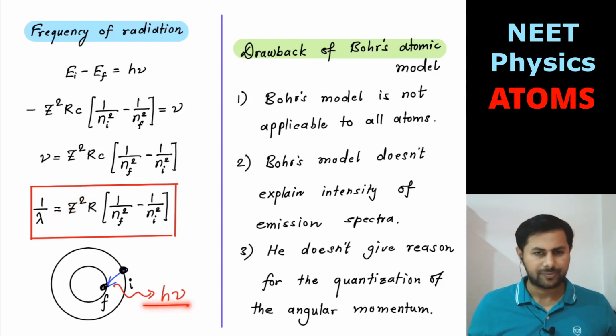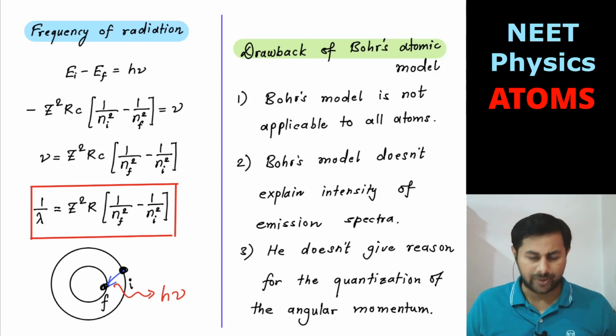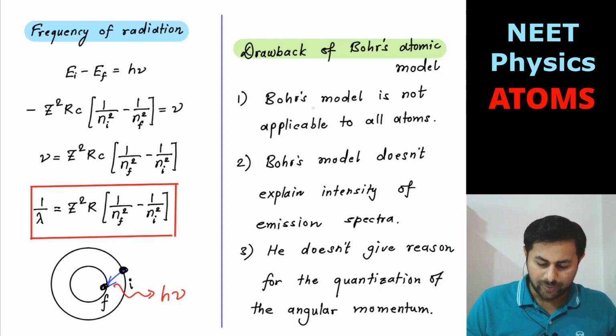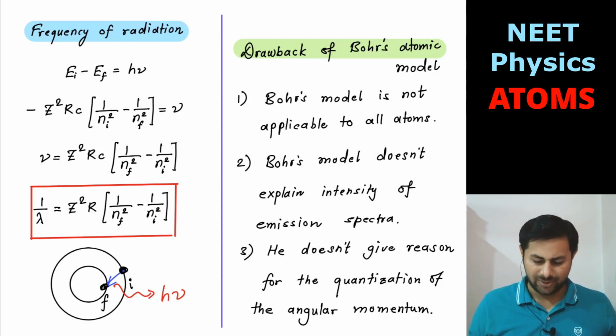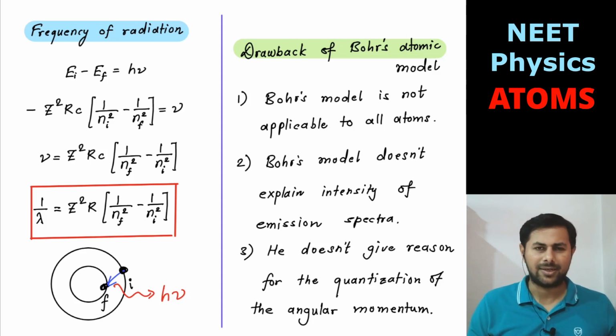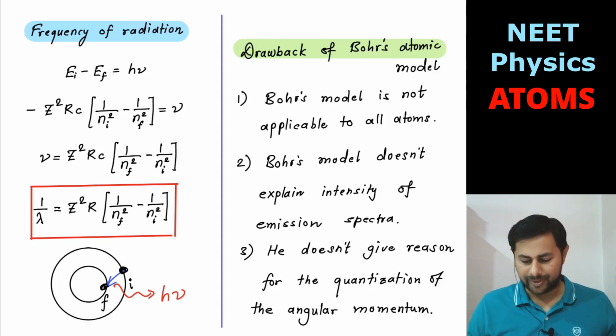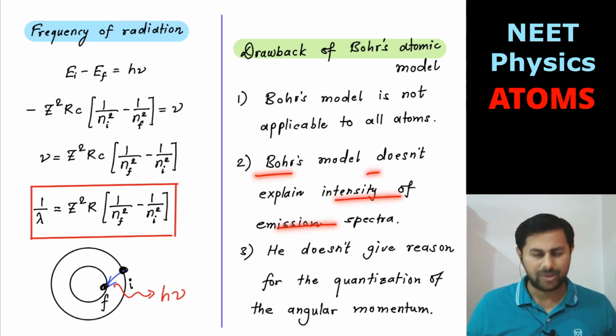So that's simple. Finally, let's see the drawbacks of Bohr's atomic model, and after that we'll solve some problems. Bohr's model is not applicable to all atoms. It is applicable to hydrogen atom and hydrogen-like alkali atoms only, which have one electron in the outermost orbit.